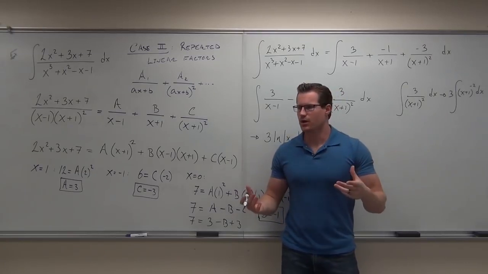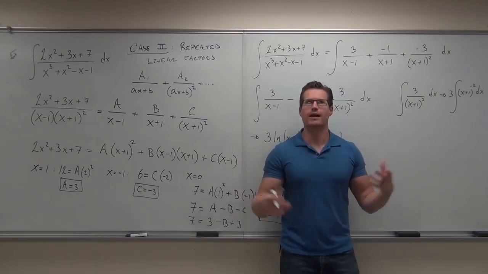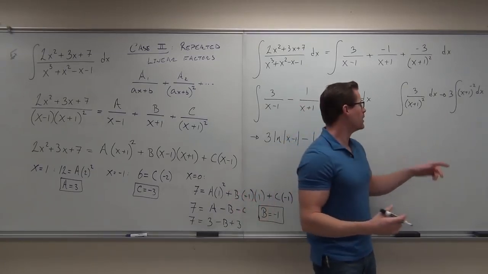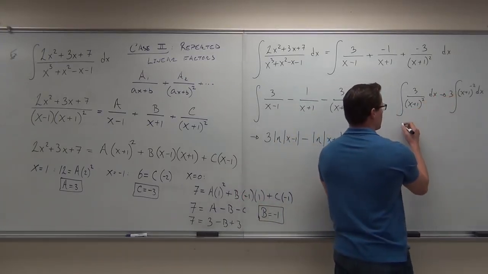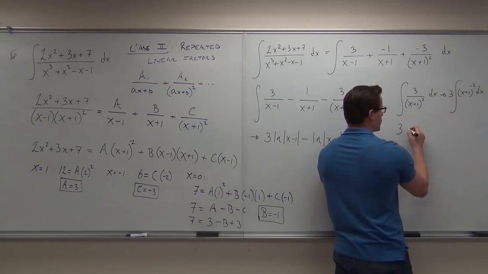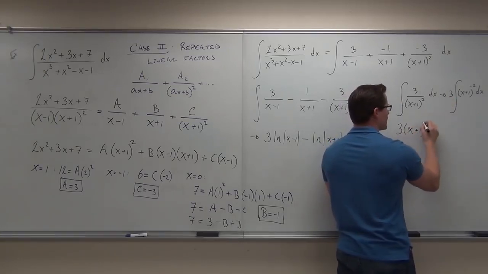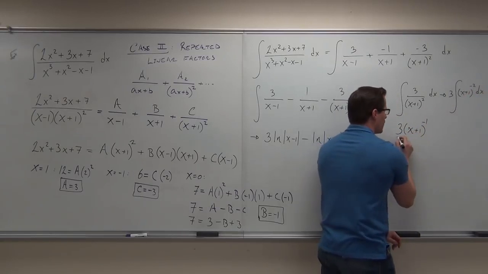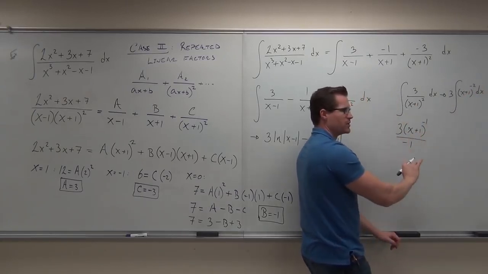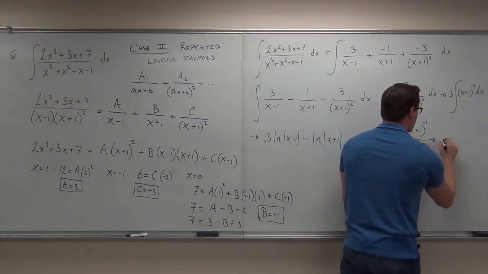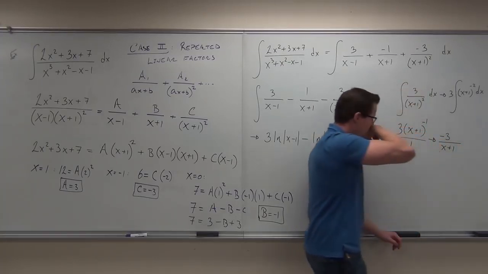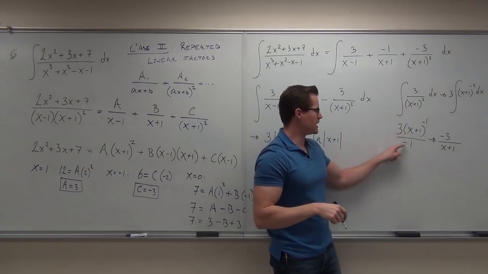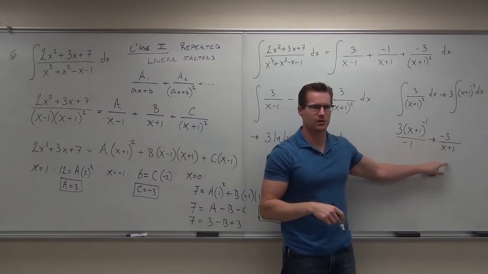Don't forget the stuff you know. Don't make it harder than it is. Don't be throwing ln's all over the place when it's not an ln. This is, hey, that's a power. That's a -2. So when we do this, we have 3 because of our constant. We'd have x plus 1 to the -1 because you add, and then you divide by -1 because you divide by your new exponent. What that would become is -3 over x plus 1. I want to verify that you guys are okay with this. This would be -3 over x plus 1. Yes, no? You sure? Okay.